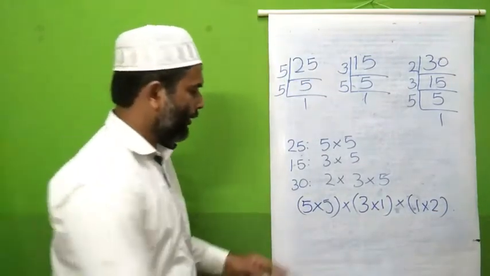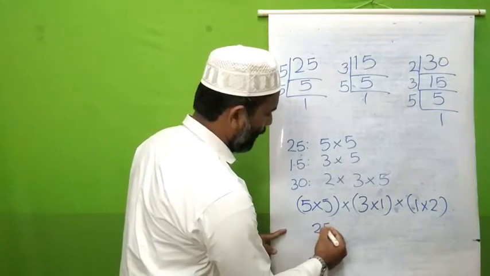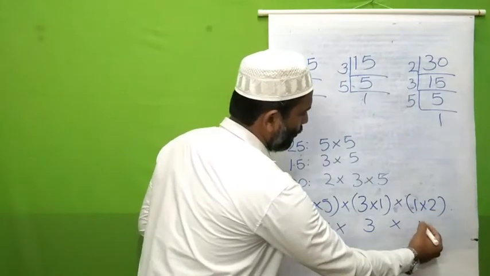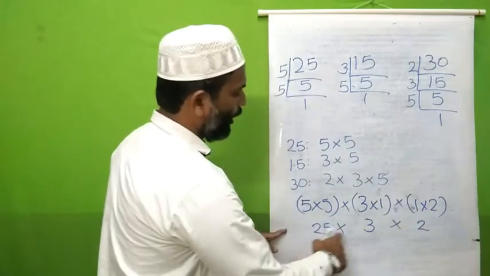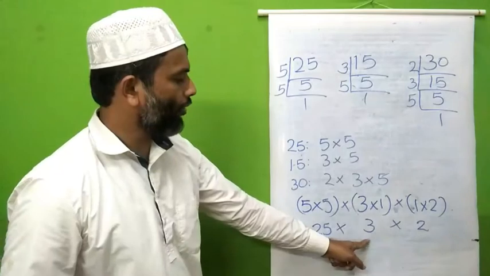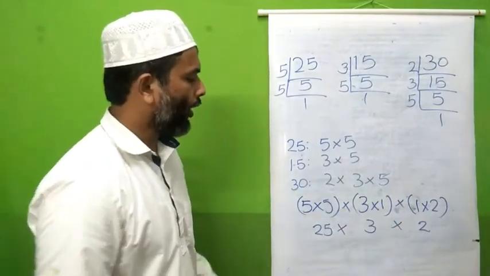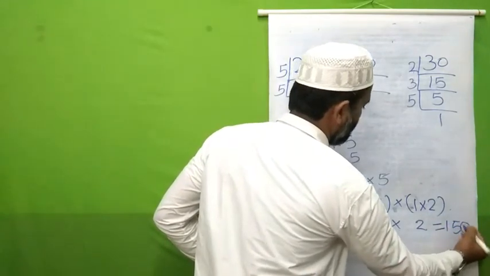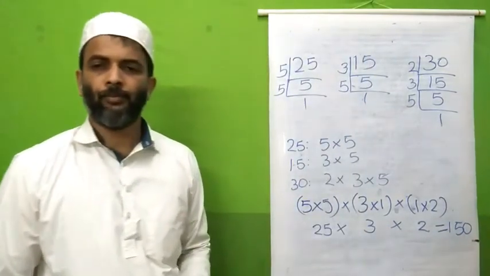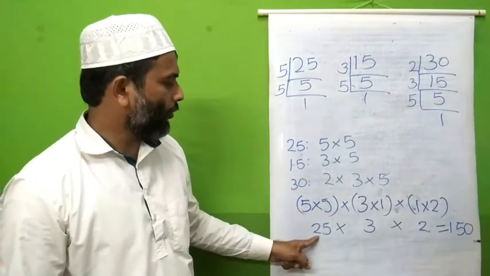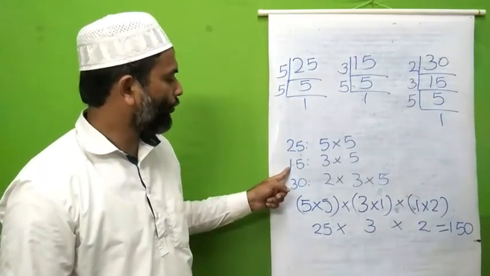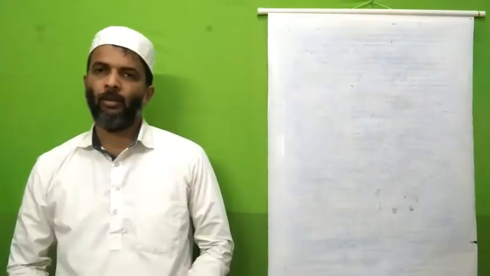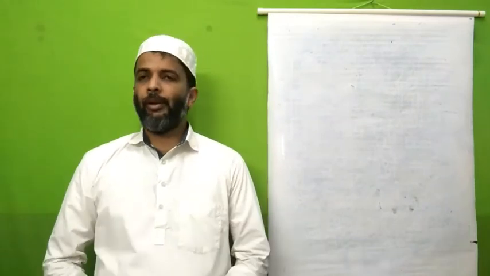Then multiply: 5 into 5, 25, into 3 into 1, 3, into 1 into 2, 2. 25 into 3, 75. 75 into 2, 150. So LCM of 25, 15 and 30 is equal to 150.